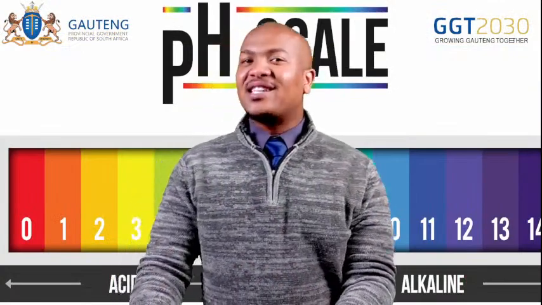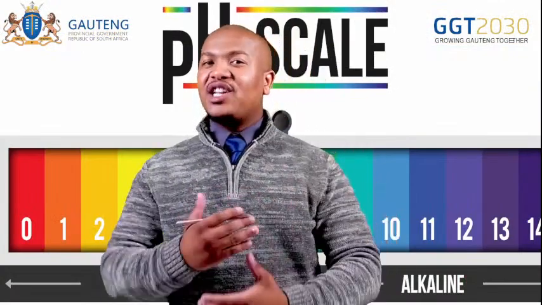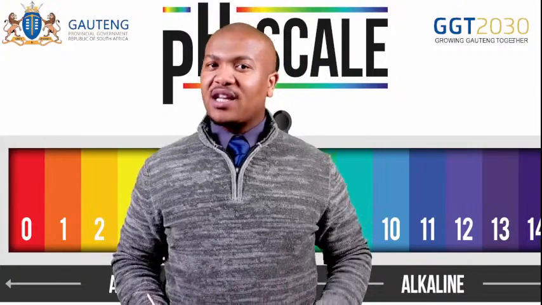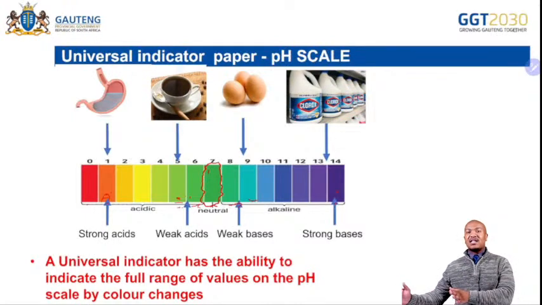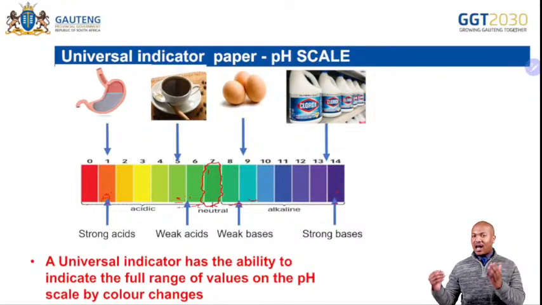Welcome back, grade 9s. So now I hope you understand the ranges of colors that I'm talking about, from having a universal indicator being green, going all the way to acids having that change of colors, having all those bright colors indicating acidity, and having all the dark colors on the other side indicating alkalinity. So let's move on with our lesson.